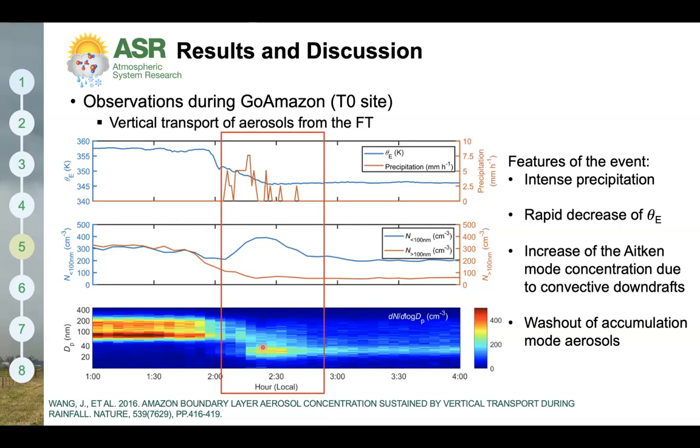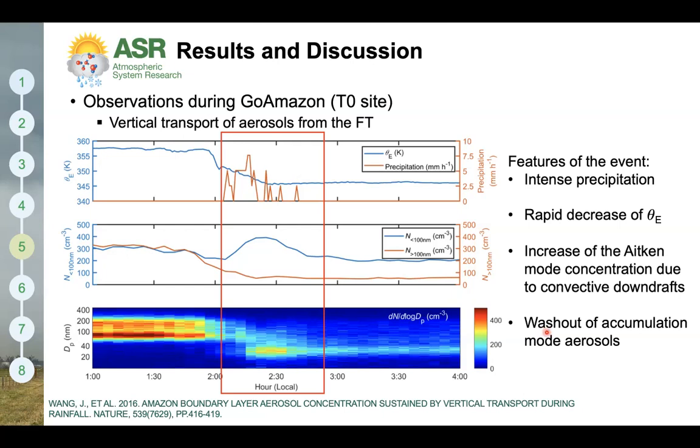And further, by combining the ground measurement data with the aircraft data, Jian Wang et al. actually found that in the Amazon forest, this deep convection mechanism can transport a large concentration of aerosols into the boundary layer due to the convective downdraft. The features of such an event include intense precipitation, a rapid decrease of the theta E, an increase of the atypical mode aerosol concentration, and also the washout of the accumulation mode aerosols.